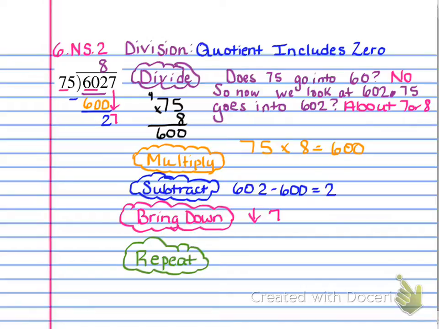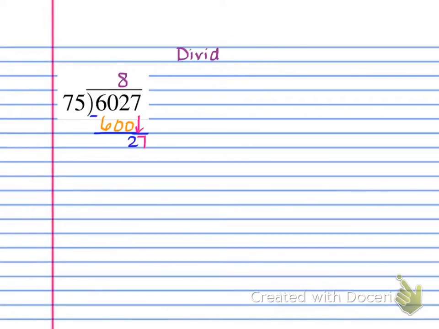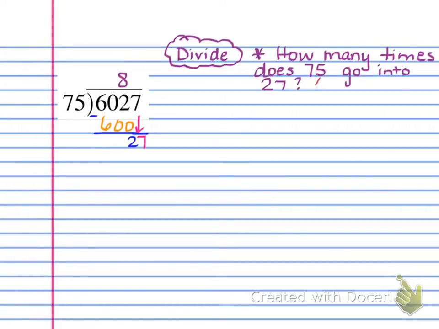Now what we need to ask ourselves, so this is where we would normally repeat. So now what we really need to look at is, what are we going to do with that 27? So I'm going to change slides, update my math problem, so it's the same problem over here. So now we say, well, how many times does 75 go into 27? Well, we know that 75 doesn't go into 27, right? So that's when we have to have a 0.